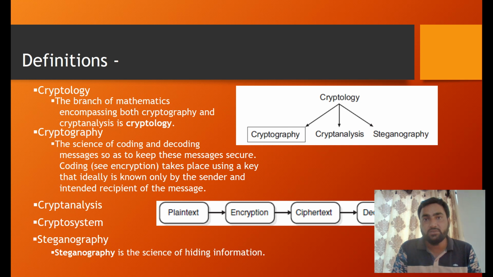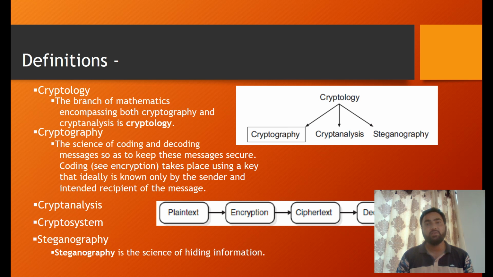So first, before going into the details of encryption, we would like to understand some basic terms that are used in encryption. The first one is cryptology. Cryptology is actually the branch of mathematics which is the combination of cryptography, cryptanalysis, and also steganography. That is, cryptology is divided into three parts: cryptography, cryptanalysis, and steganography.